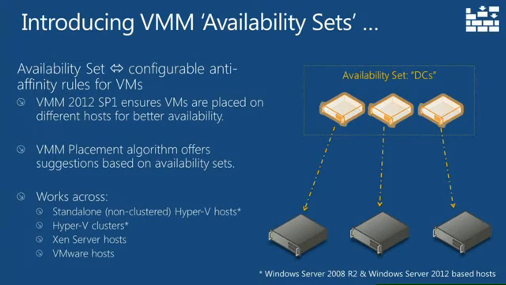So when you try to create a new virtual machine, it's going to check to see what availability set it is part of. And before placing it on a host, it's going to check to see if there's another virtual machine with that same availability set on that host. If there is, then that host gets 0 ratings and it will not try to place it on that host. And because we do it in the VMM placement engine, this feature can work for standalone, clustered, and non-clustered Hyper-V hosts. It can work for Xen server, and it can also work for VMware hosts.